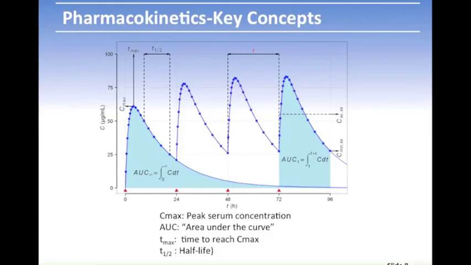In this example, the drug is re-administered every 24 hours. That's represented by the Greek letter tau. A key point is that, ideally, a stable average concentration of the drug is reached under this regimen.